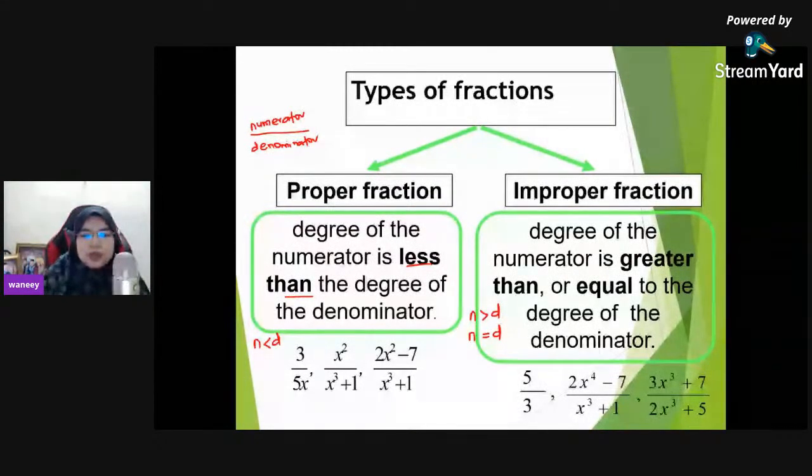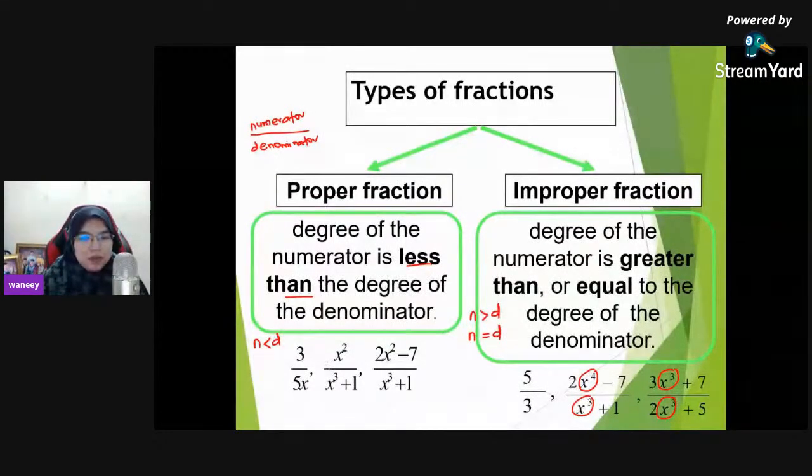As you can see over here, the degree of this is x to the power of 4. The degree of this is x cubed. So the degree of your numerator is higher than your denominator. So this is called improper. For this one, this is x cubed, this is also x cubed. So the degree of your numerator is equal to the degree of your denominator. So this is improper as well.